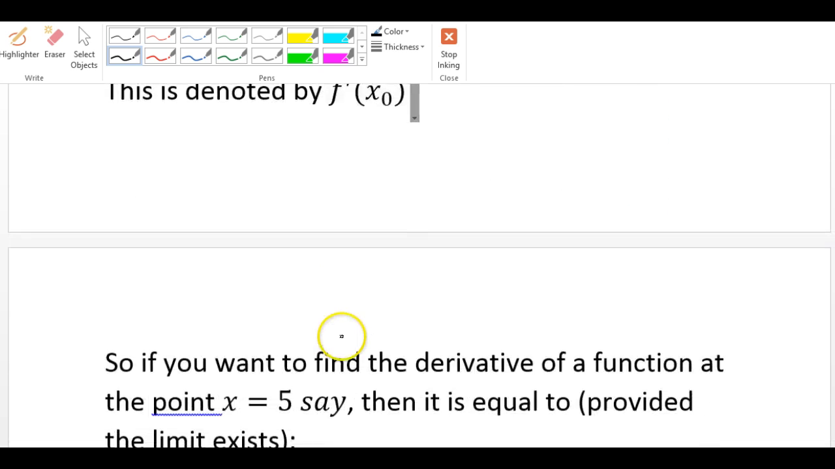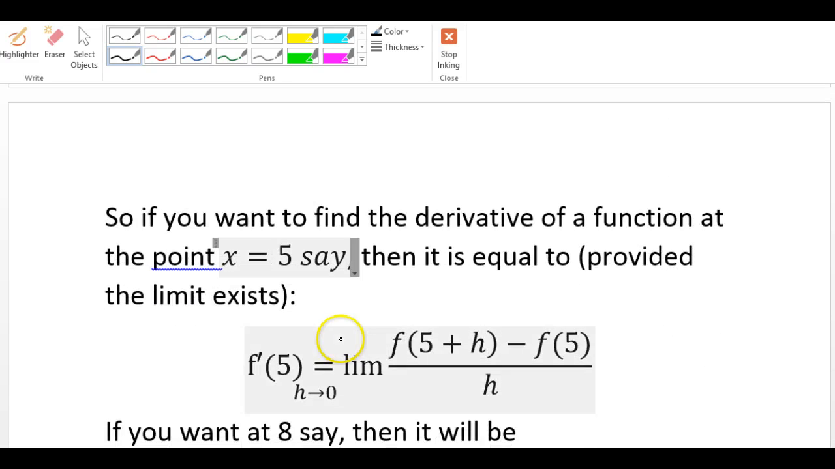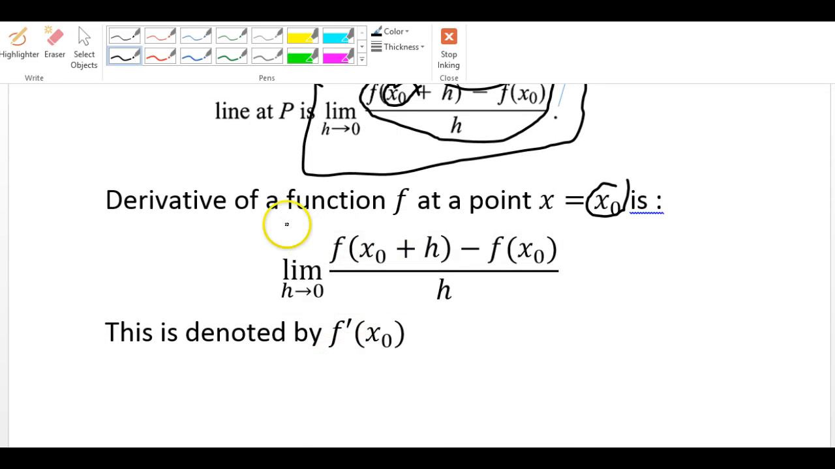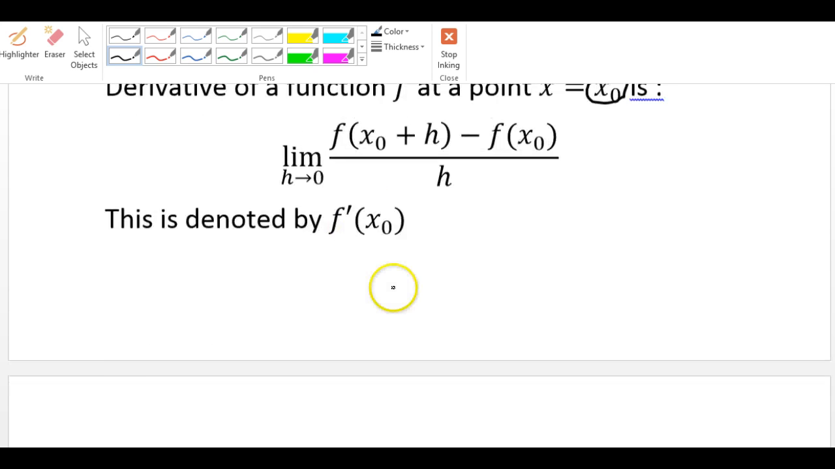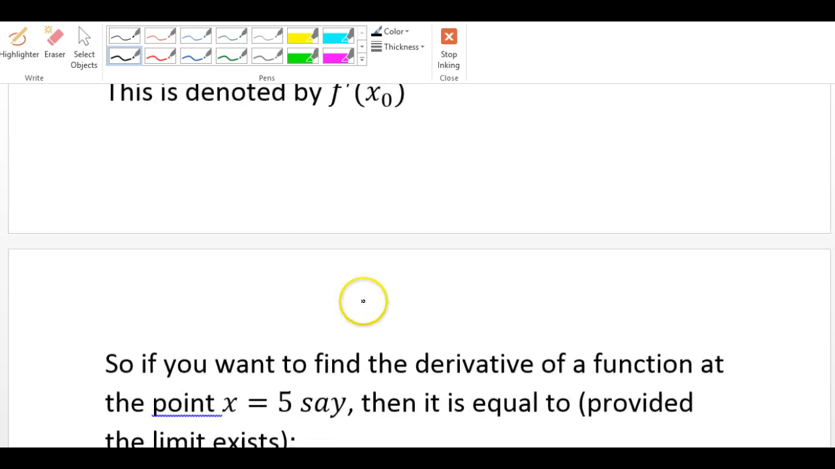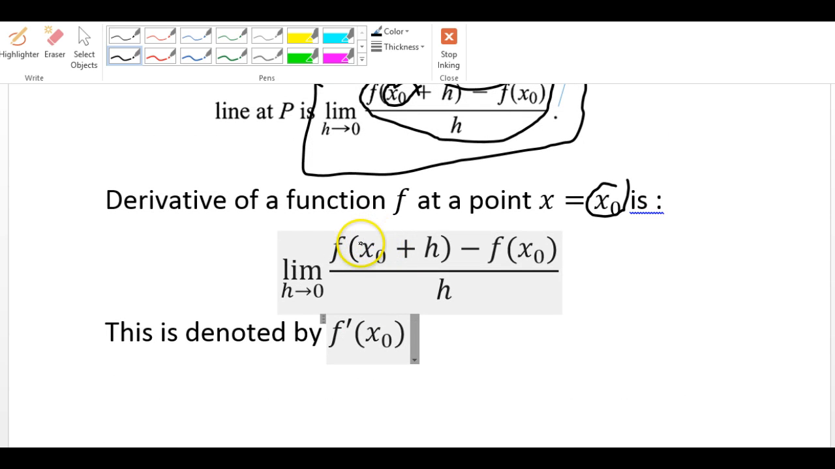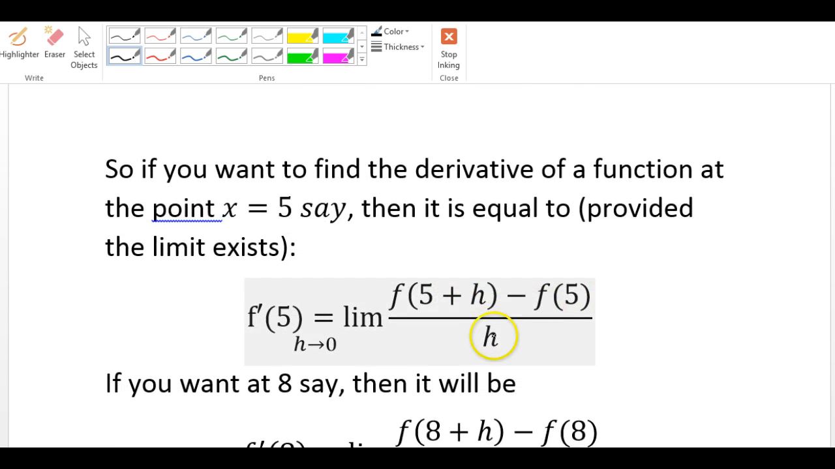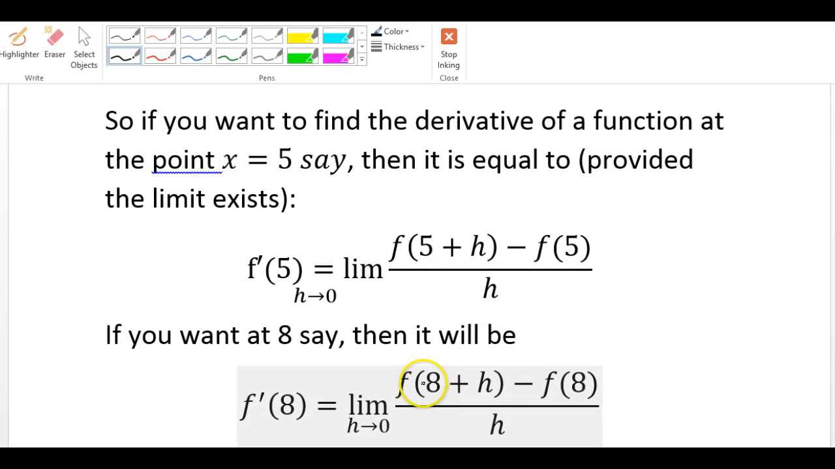So now this is the derivative at any point x0. In particular, if you want to find the derivative at, say, x equals 5, all you do is go up here, and for x0 you plug in 5 and you get f of 5 plus h minus f of 5 over h. If you want it at, say, 8, then it will become f of h plus 8 minus f of 8 over h.